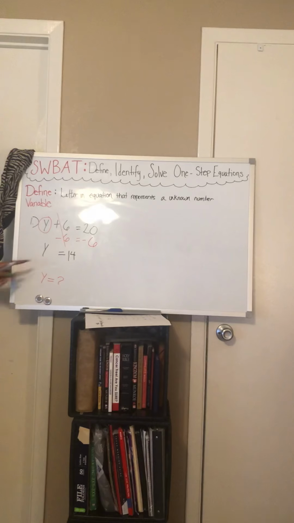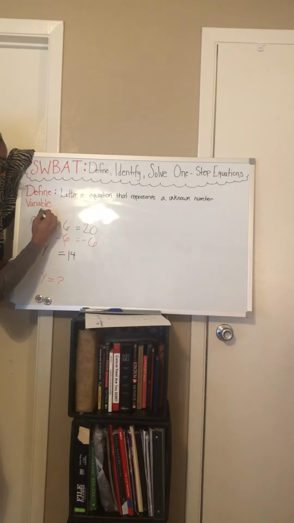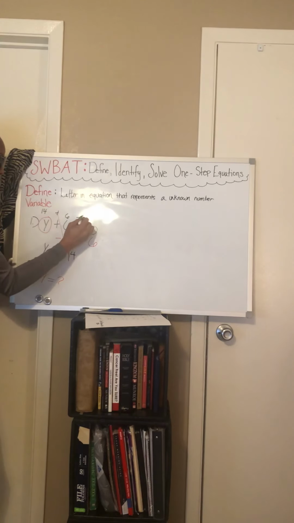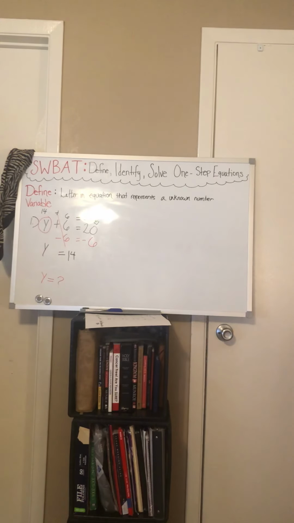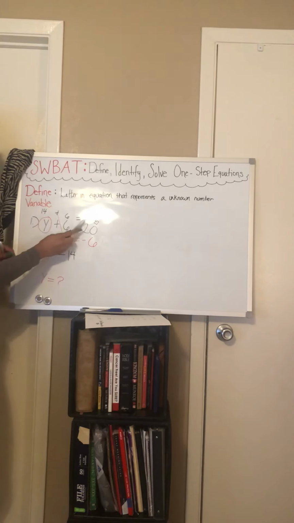So now we know that y equals 14. Now, how would we be able to tell that we got the right answer? We would simply go back to our original equation and substitute our y for 14. So we'll do 14 plus 6 equals 20. And that is correct. So there's a way to check your work. And that's the last step before you move on to another problem. I always want you to check your work.